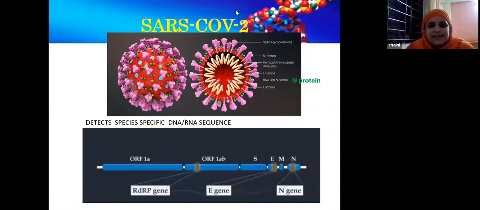Now, this is SARS-CoV-2, the COVID virus. And if you are assessing the proteins, which are the proteins on the surface or proteins in the capsid, it is an immunologic test, whereas this is the genetic makeup of the SARS-CoV-2. So if we are testing the ORF1A, E gene and N gene, these are the genes that are generally tested in the PCR test.